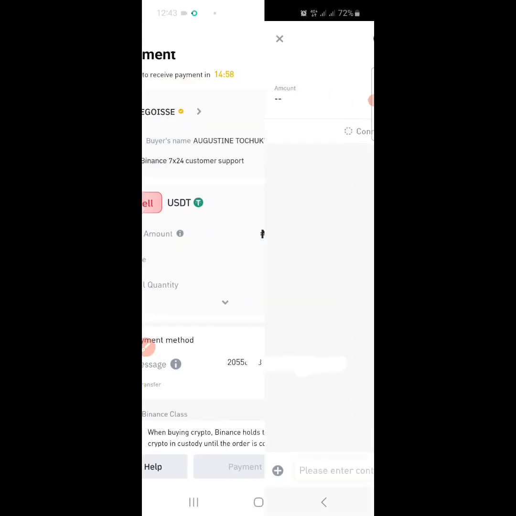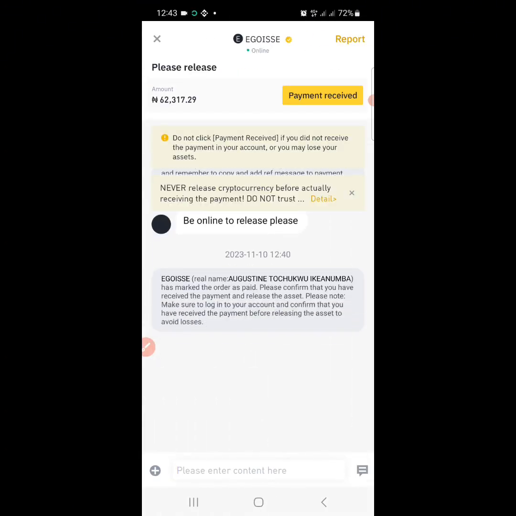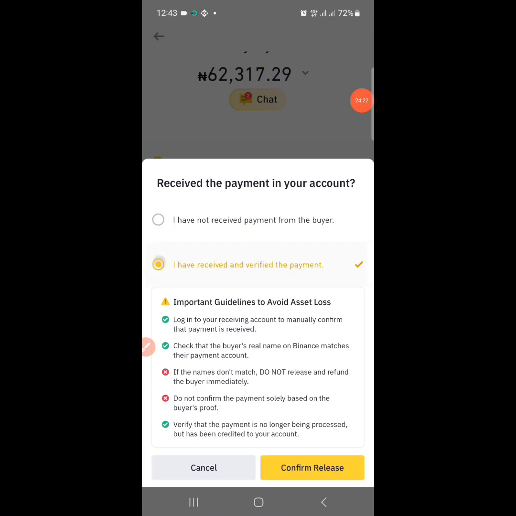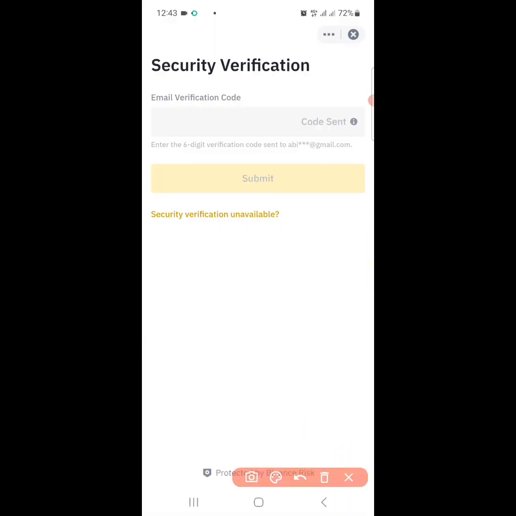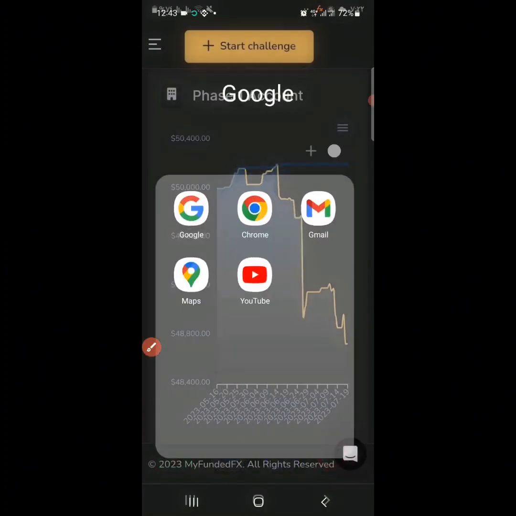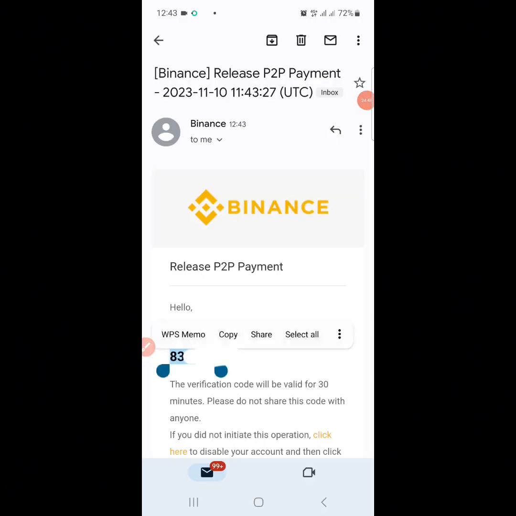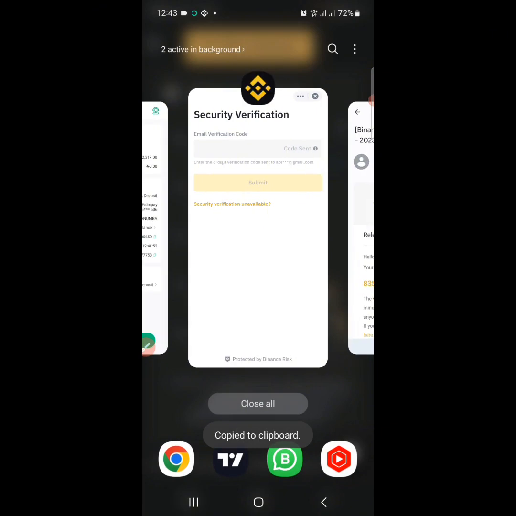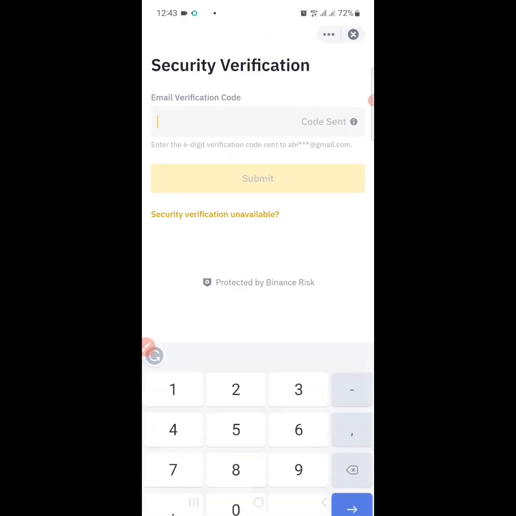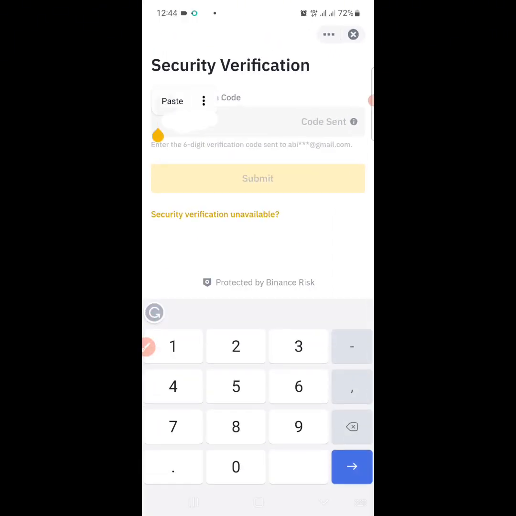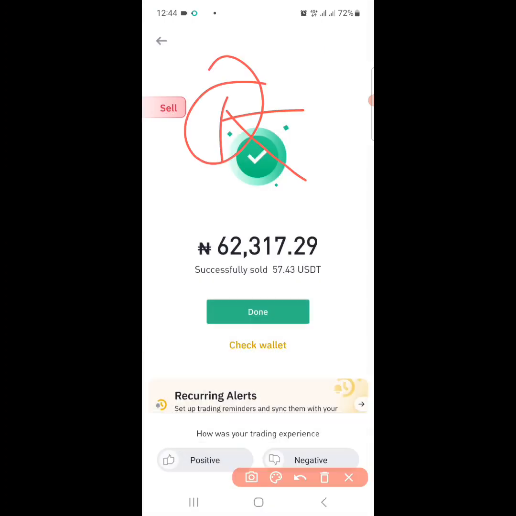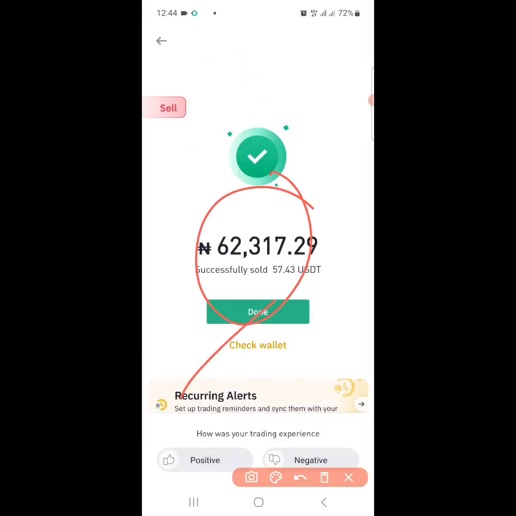So after you've received the payment like that, what you have to do is you have to click on this payment received. Then I'll click on this I have received and verify the payment. So I'll click on this confirm release. So we are releasing this crypto to the person. Then I will send the verification code to confirm the transaction. I just have to go over to my email to confirm. Here I have the code. I'll just copy the code. Then I'll go back to Binance. Once I come back to Binance, I'll paste in the code. So you see that I've successfully sold this amount to the person.